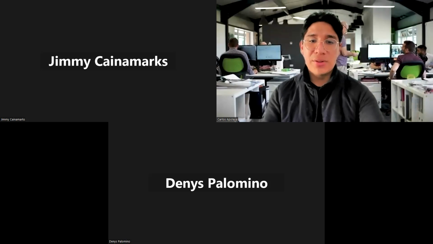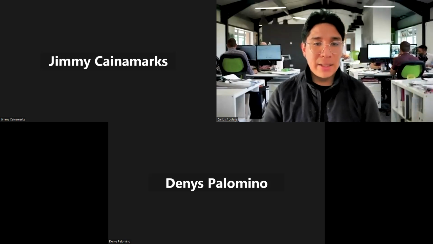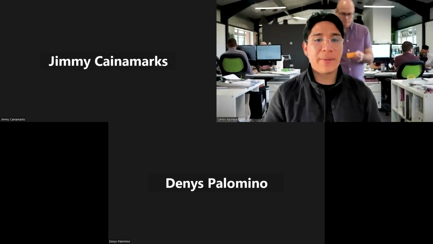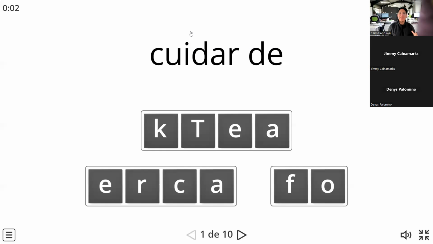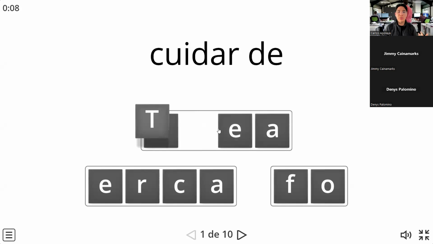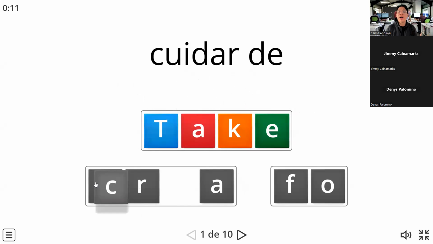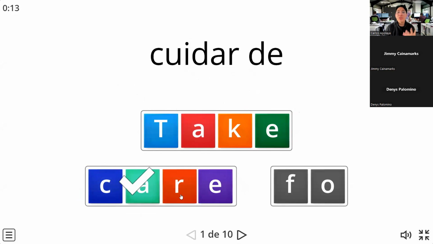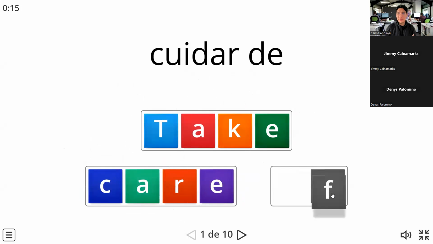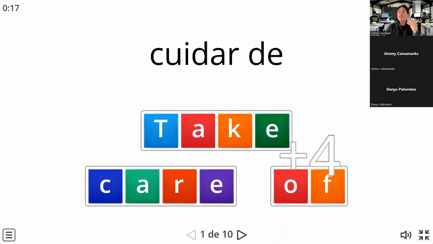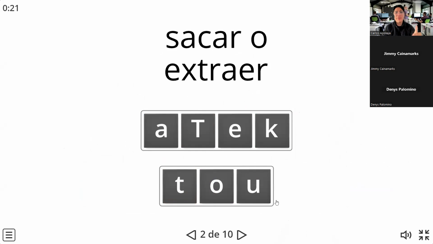Cuidar de, for example, tienes que cuidar de tus encías. How do we say that? To take care of. Don't forget to take care of. Okay? Take care of. Cuidar de. It's really important that you take care of.